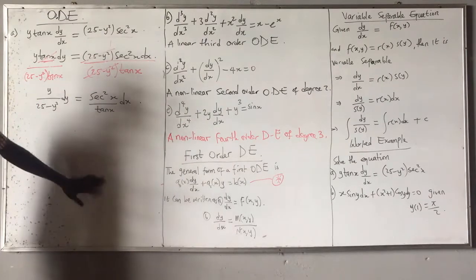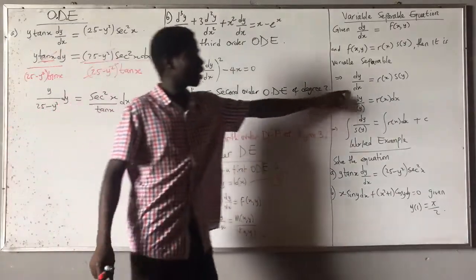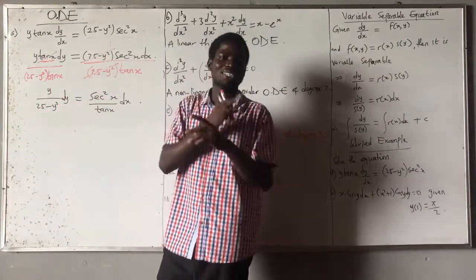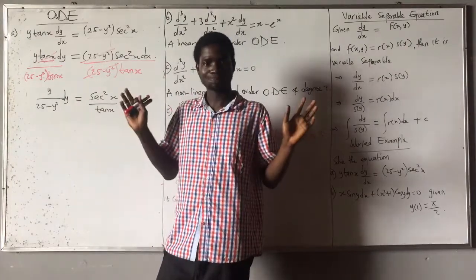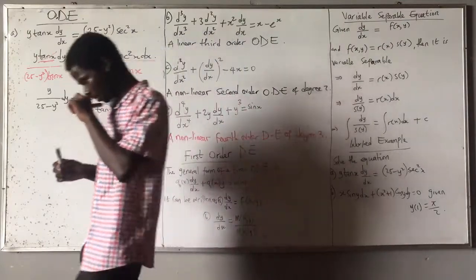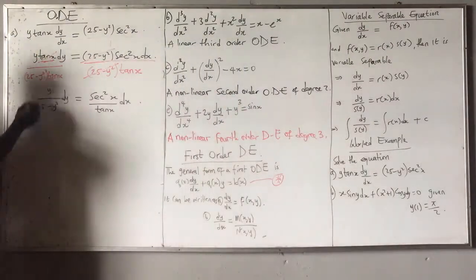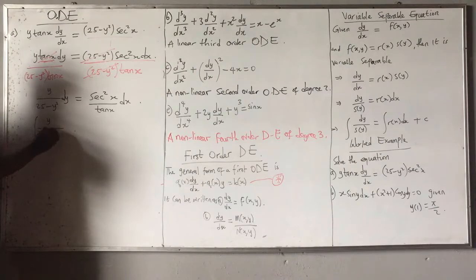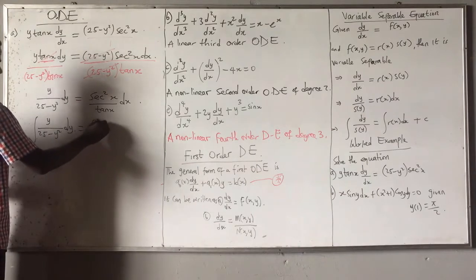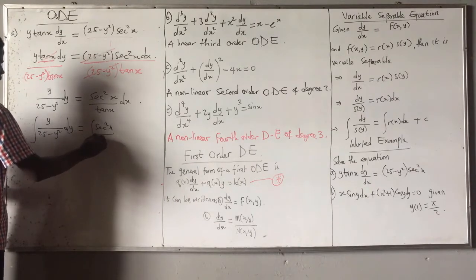So what is left for me is to integrate. That's what this is saying: the y over something equals r of x over something. This is it. So just integrate and you are through. I hope you understand my point here. So that's what is left for me. Integrating both sides, the integral of y over (25 minus y squared) dy is equal to the integral of sec squared x over tan x dx.